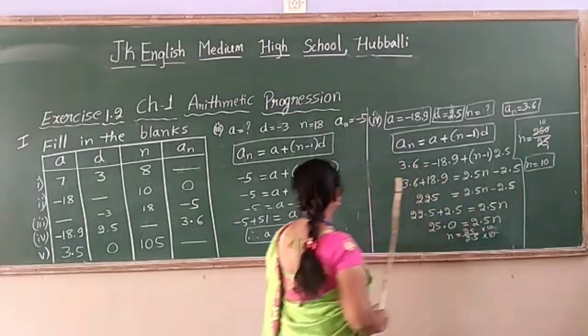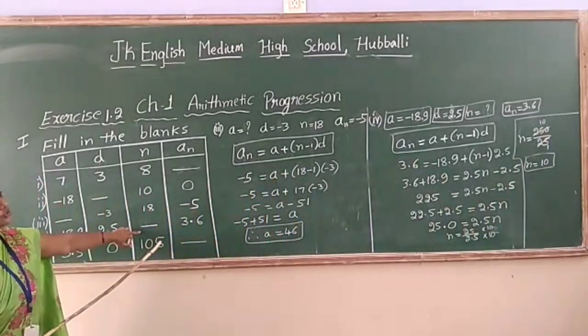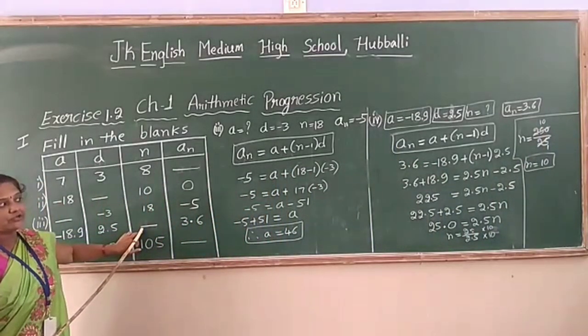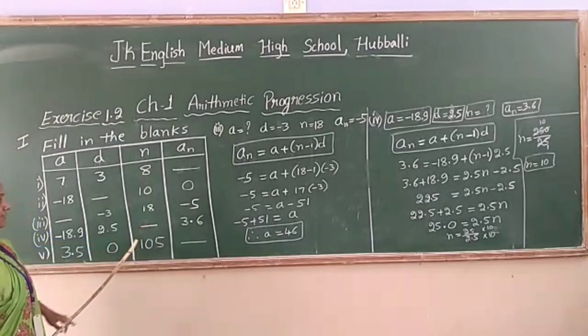They ask us to fill the blank here with the n value. So what do we have to fill in here? The n value to fill in here is 10.